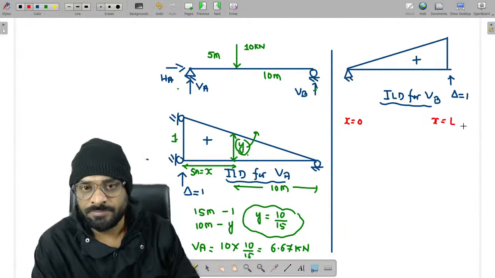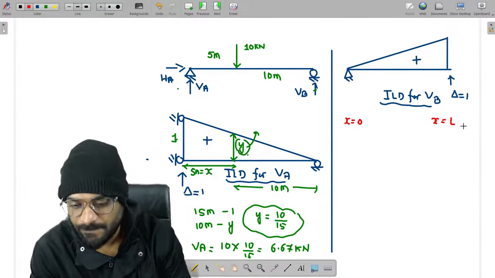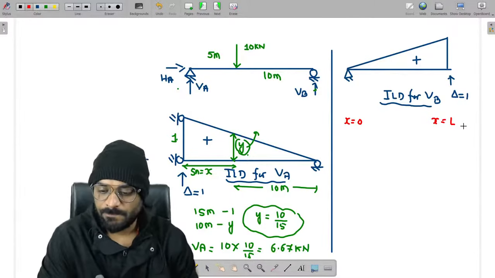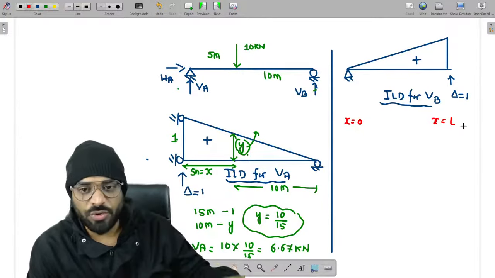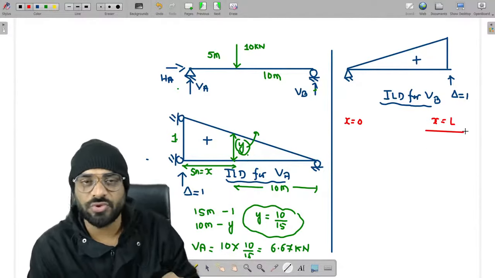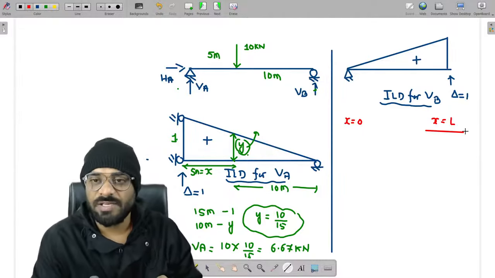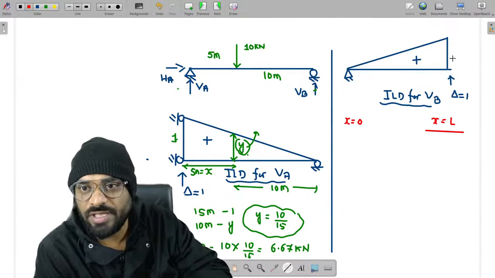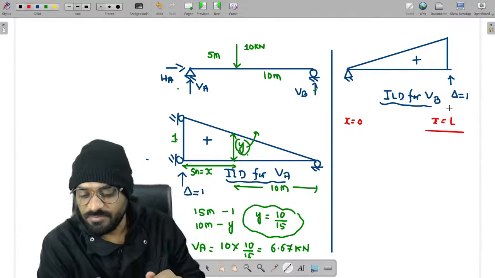Tell me guys. X is equal to L, right? So how would you know that this should be the position of load so that the VB value will be greater? Listen Tiksha, please understand, if you put the unit load exactly at B, then only the value of VB is higher.